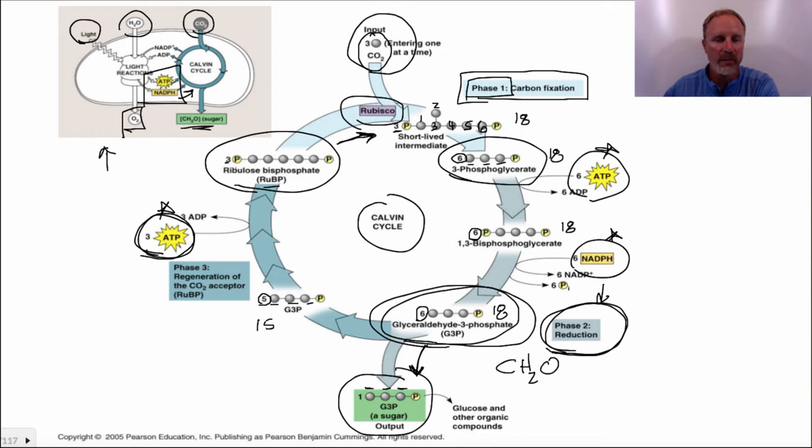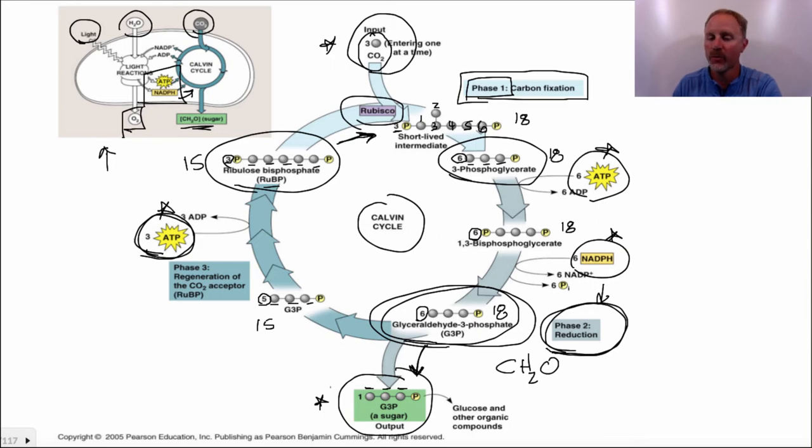Here we've got 3 after the rearrangement, 3 times 5, so we've got 15. And then we're going to bring 3 more back in to give us the 18, and the cycle is going to repeat. So for every 3 CO2s we bring in, 1 sugar is being given off.